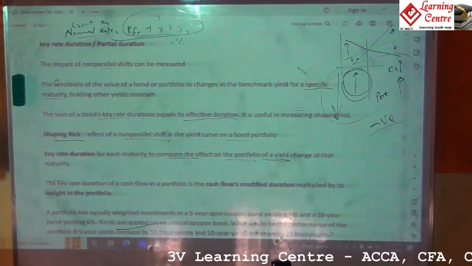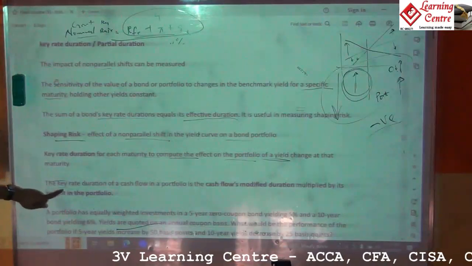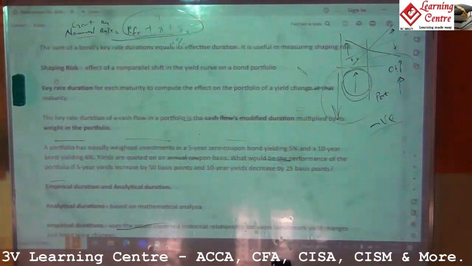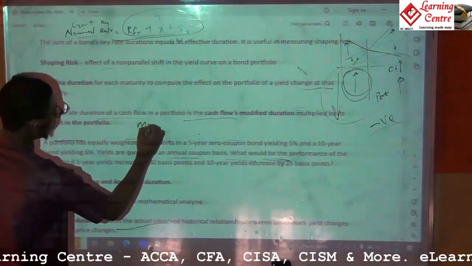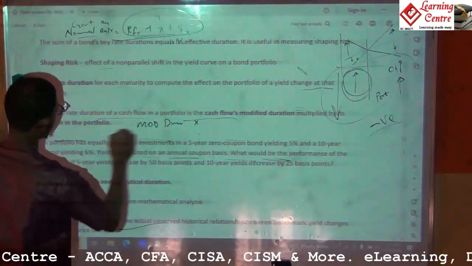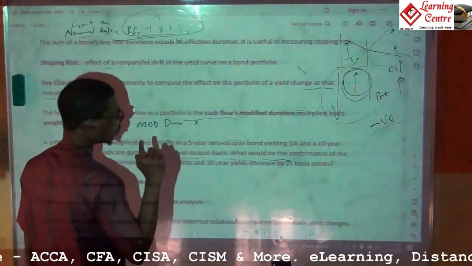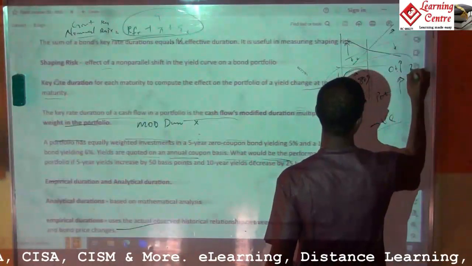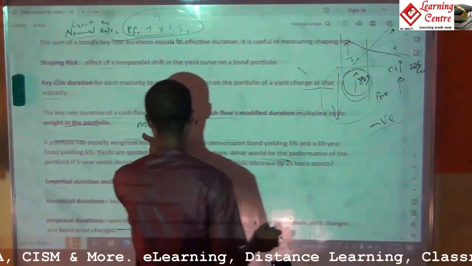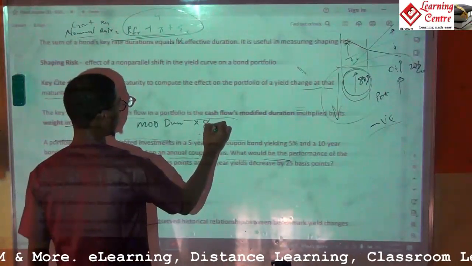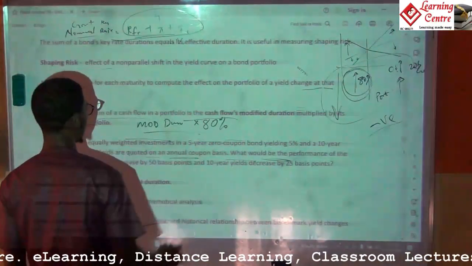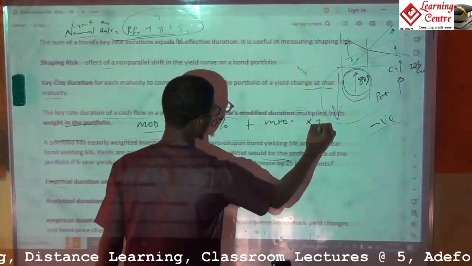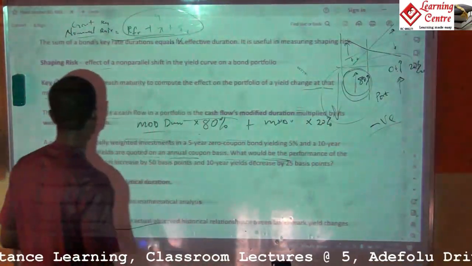Compute the effect for each maturity. For each cash flow, you take the modified duration times the weight of that maturity in the portfolio. So if I have 80% here and 20% here, I'll do the modified duration times 80%, plus the modified duration on the other side times 20%. That is the weight of the pivot.